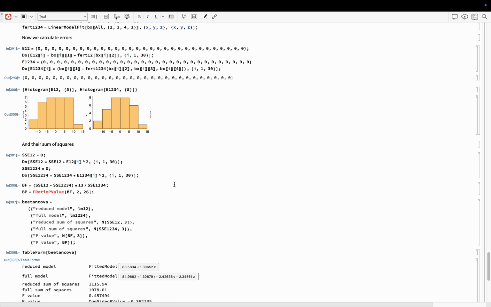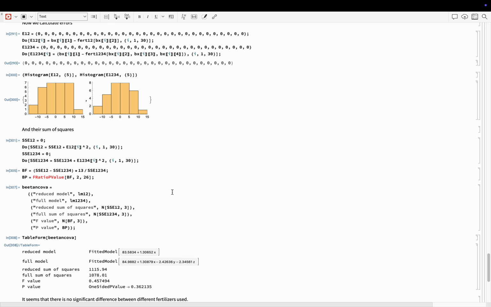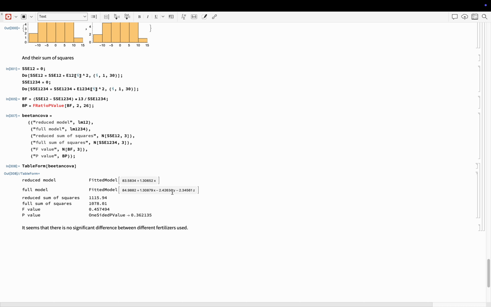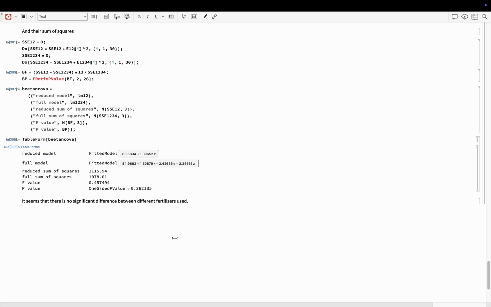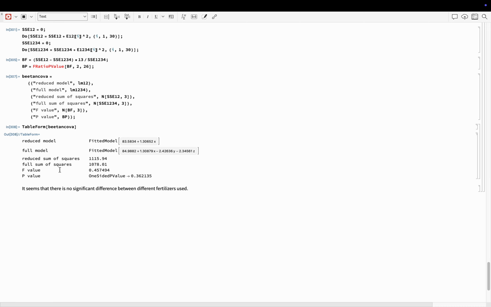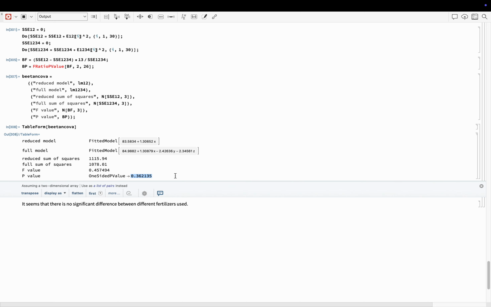And now we pass to the sum of squares. We calculate the sum of squares, and let us look at the final outcome. So we have here reduced model regression, full model regression, and what we are interested in, the p-value. The p-value is large. So as I expected, looking at the picture, we conclude that there is no significant difference between different fertilizers used. Okay, so that's all.